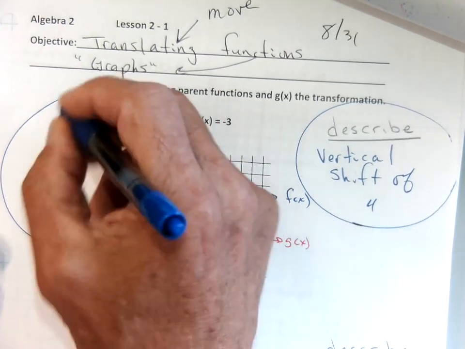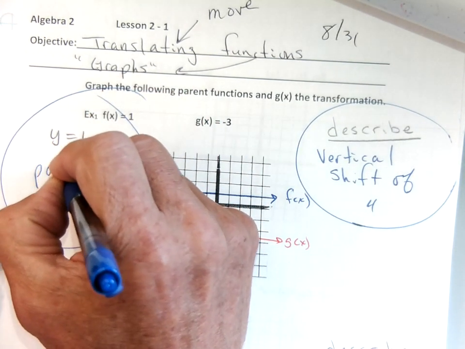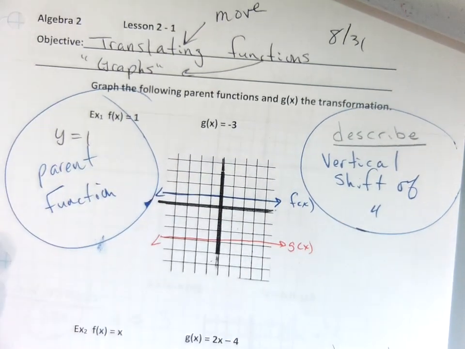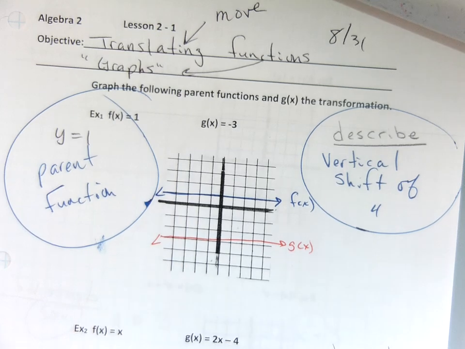This is called the parent function. And then we changed it. Y equals 1 is the parent function, and then we changed it. We moved it. So the parent function is y equals 1. It's our horizontal parent function, and then we moved it.